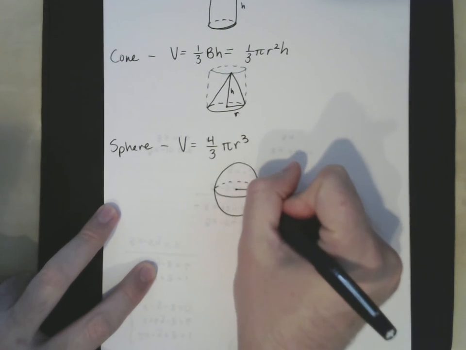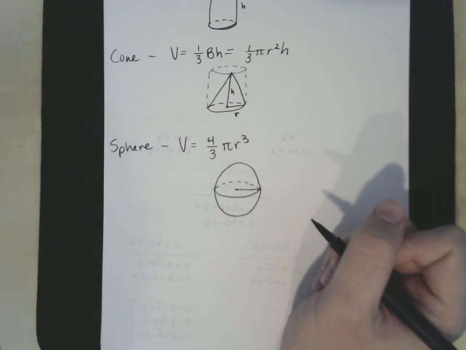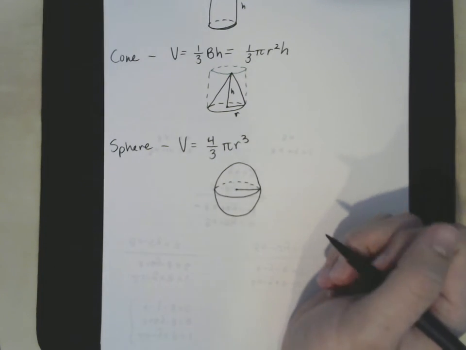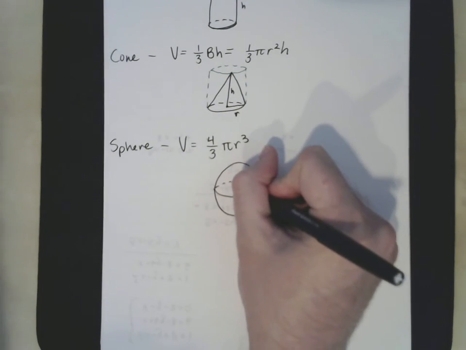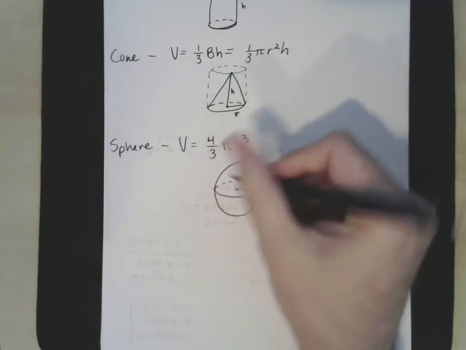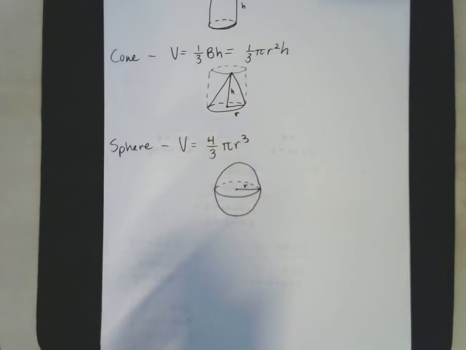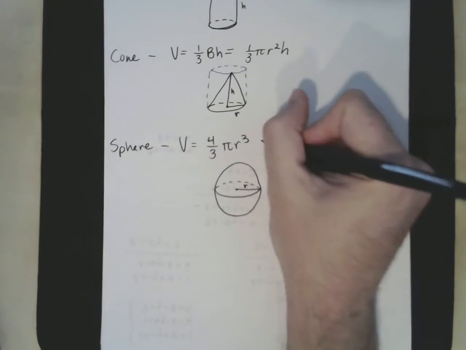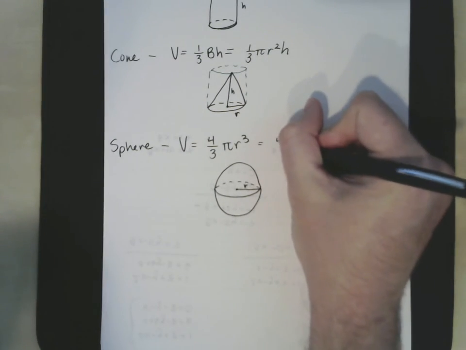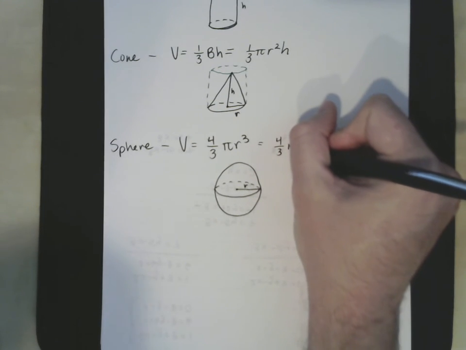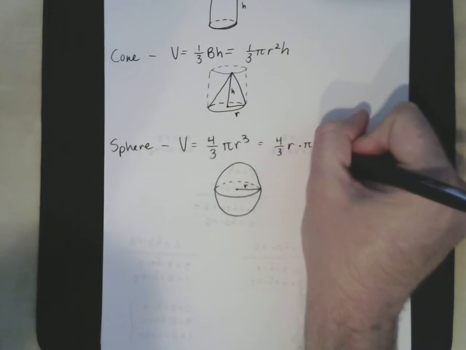Again, I'm not great at drawing three-dimensional figures. I don't expect you to be great either. If you are, that's good for you. So that's our radius. This is really an extension of the area of a circle. We can see that the area of the circle, pi r squared, is hiding in there. So this is 4/3 r times pi r squared.